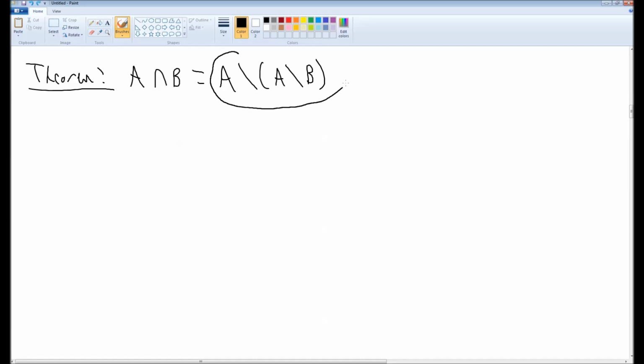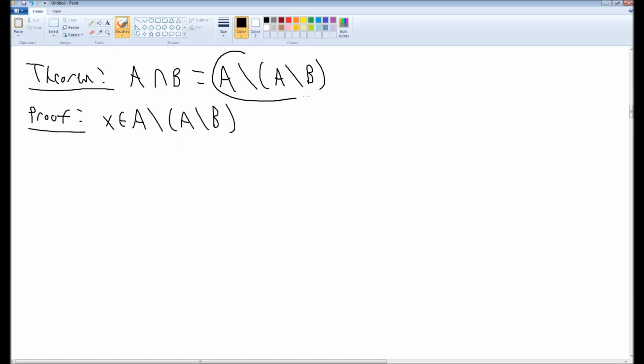Here's another easy theorem, and this one's kind of cool because it lets us rewrite intersections in terms of just set difference alone. So how do we prove it? Well, let's start by analyzing the more complicated looking side first. Let's say X is in this set.